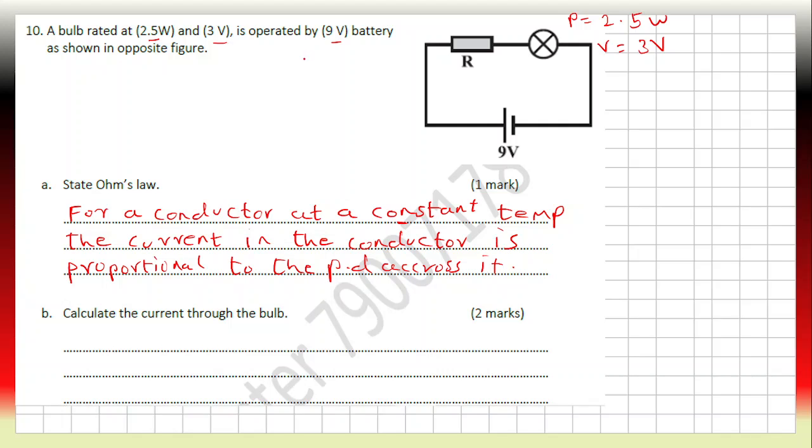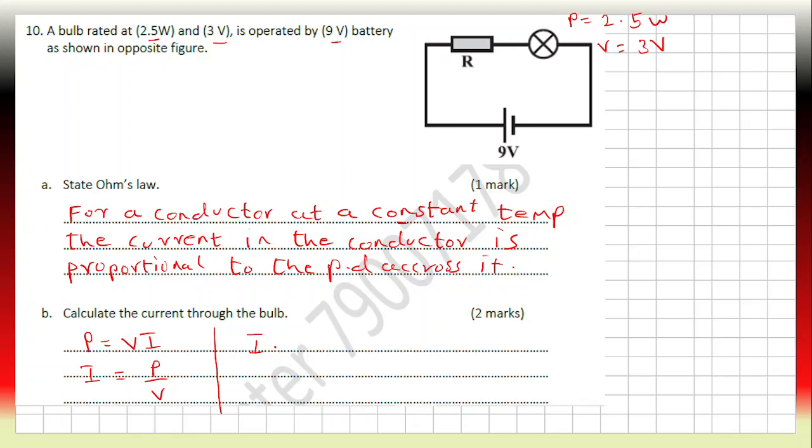Calculate the current through the bulb. So how do we get the current through the bulb? Look at what you have been given for the bulb. You have been given the power and the potential difference through the bulb. So we look for a formula that connects power and the potential difference and current, and it's always P equals V I. Good. What do we need? We need I. So I is equal to P over V.